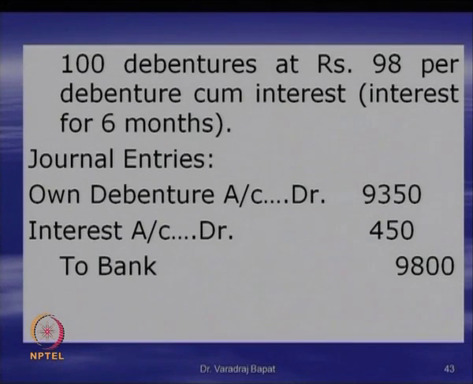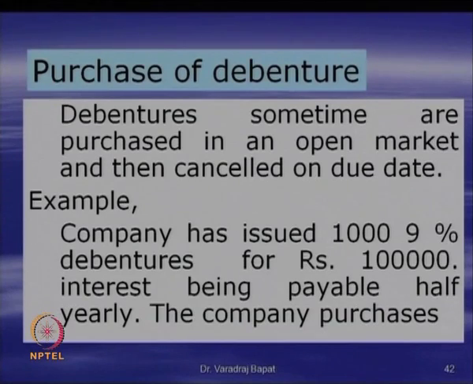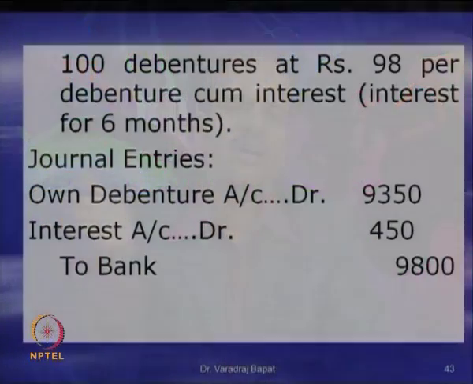Now, can you calculate this 450 rupees? How do you get this 450? I'll just go back a moment. You can see here, the debentures were carrying a rate of 9%. So 9% means, on 100 rupees, 9 rupees is paid as interest for the whole year. Now for 6 months, how much interest will be paid? So 9 rupees for the whole year, so 4.5 rupees for the 6 months. There are 100 debentures, so 4.5 into 100. So 450 is the interest for the 6 months.